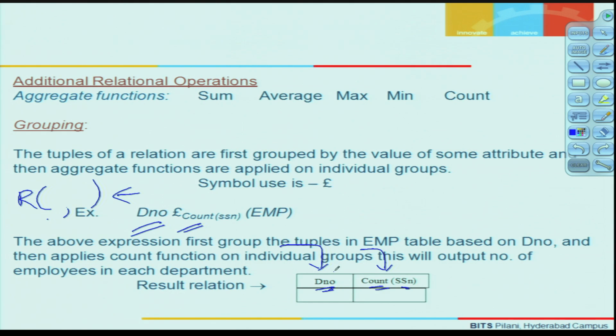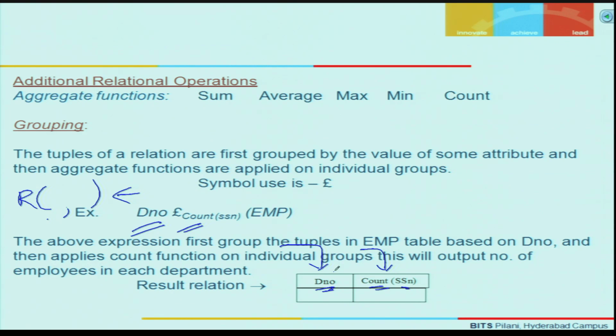So this is how the result of a grouping operation appears. For each grouping attribute there will be a column, and for each aggregate function there will be a column in the result. So now the employee table, the tuples will be grouped based on the value of the department number attribute. Since the department number value could be either 10 or 20 or 30, it will form 3 groups. After forming groups, it will apply the aggregate function.